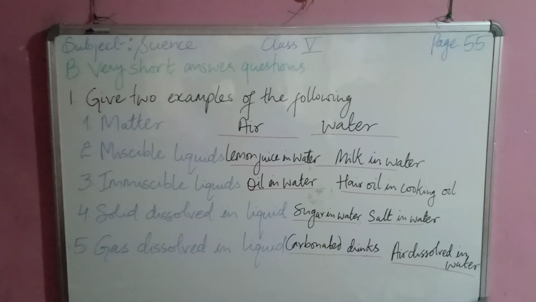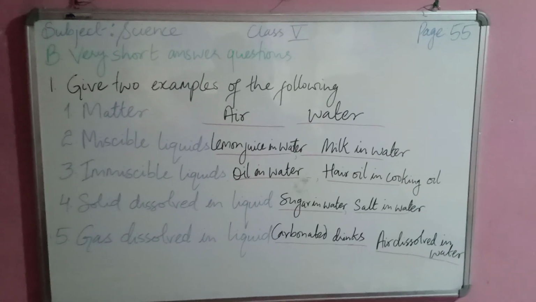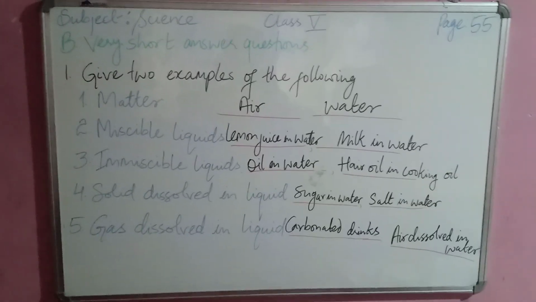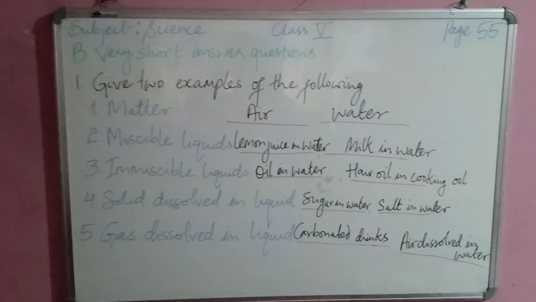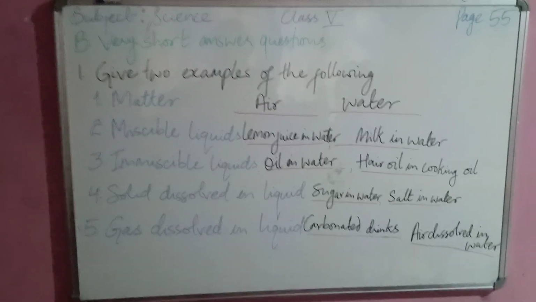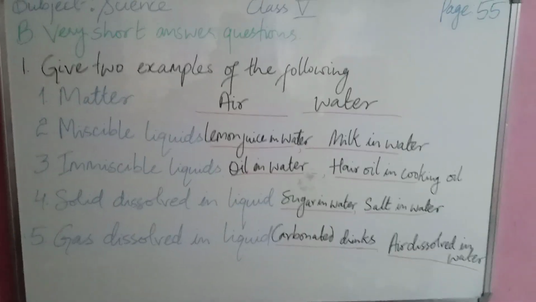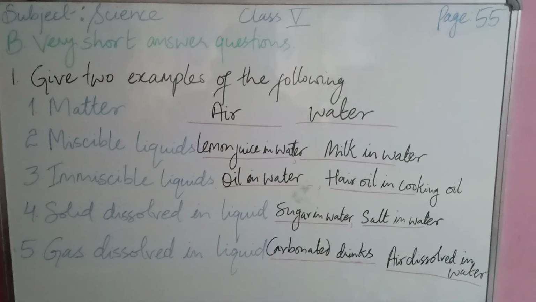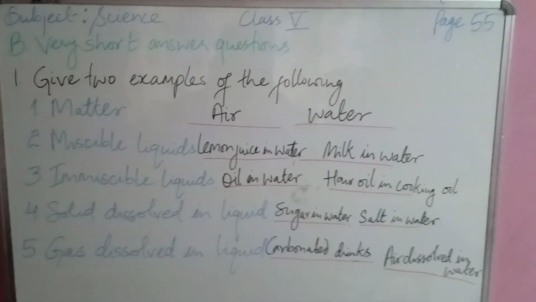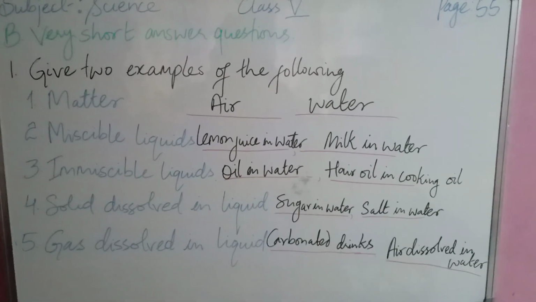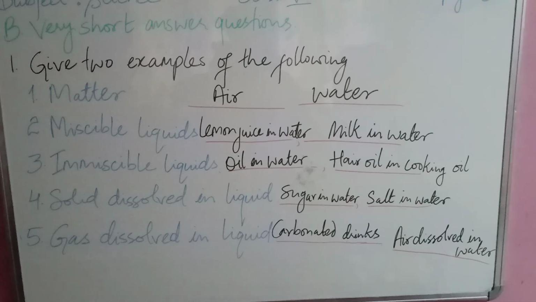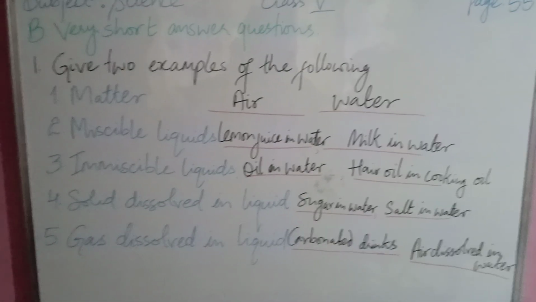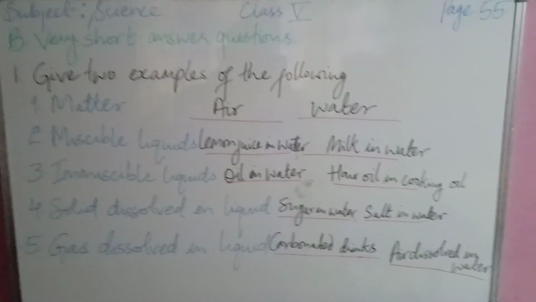Okay, so let's turn to page number 55, from very short answer questions. Give two examples of the following. The first one here is matter. We have to give two examples for that. So air and water. And then question number 2, miscible liquids. We have to give two examples for that.